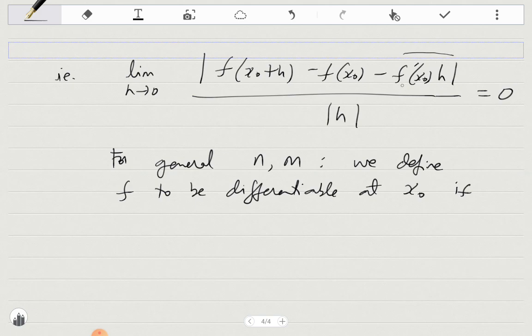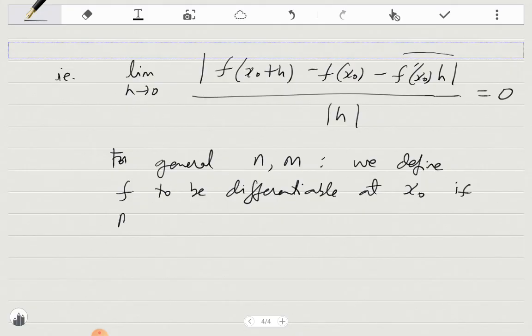f prime x naught can no longer be just a number, simply because f of x naught plus h belongs to the target space Rm, while h is in the domain vector space Rn. So if this had been just a number, it would continue to be in the domain vector space, and you won't be able to subtract it from f of x naught. So f prime x naught should be something which will take a vector in Rn to a vector in Rm. And so the simplest thing one can think of is, we want f prime x naught to be a linear transformation.